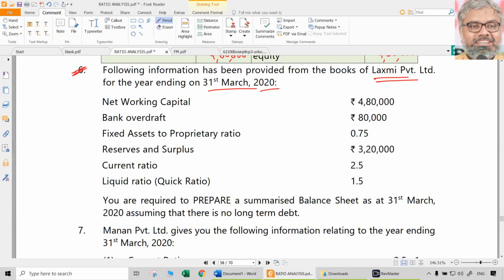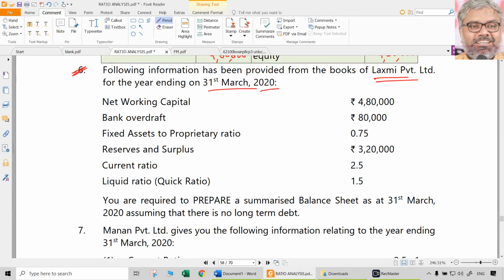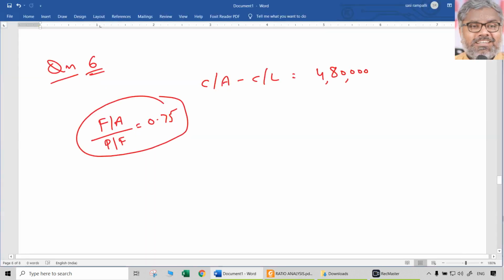Fixed assets to proprietary ratio. Again, proprietary ratio is different. Here what is mentioned is fixed assets to proprietary funds, so we have to understand it as such. That is 0.75. That means fixed assets divided by shareholders' funds or proprietors' funds is equal to 0.75. Bank overdraft is already given, 80,000. Reserves and surplus is 3,20,000. Current ratio is 2.5. Liquid ratio is 1.5. You are required to prepare a summarized balance sheet assuming that there is no long-term debt. What is the format of the balance sheet? It is not mentioned, so we can prepare it as elaborately as possible.